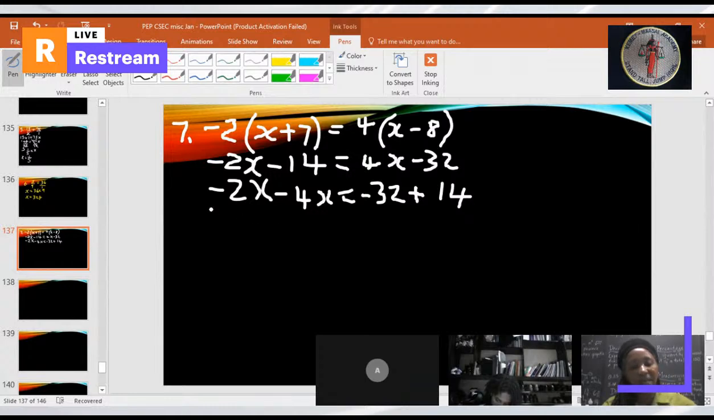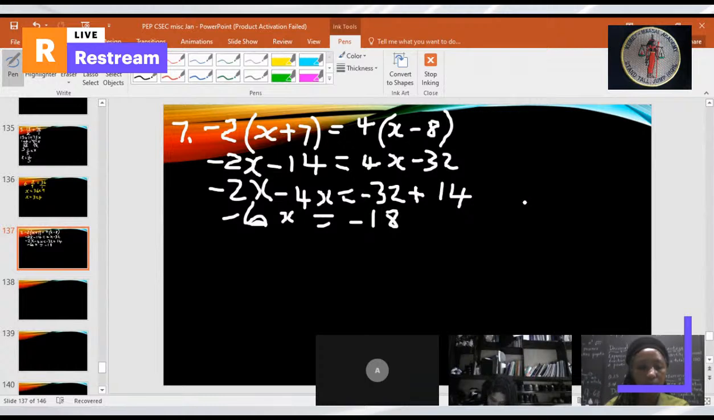So what's negative 2x minus 4x? That gives negative 6x. So we have negative 6x on the left. And how about on the right? Negative 32 plus 14, that gives negative 18. All right, negative 18. What do we do now?